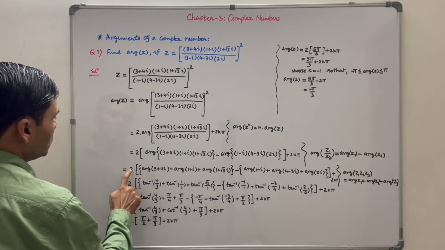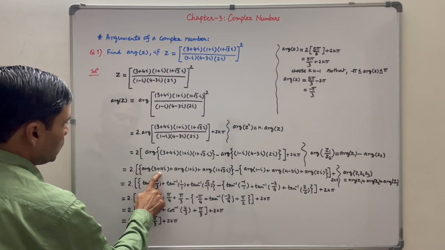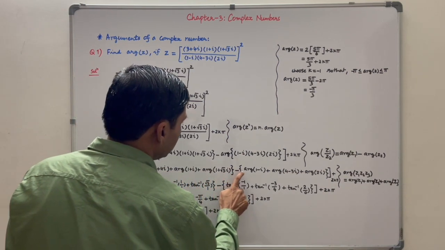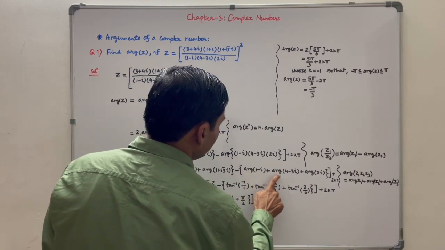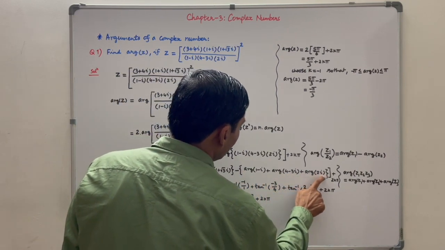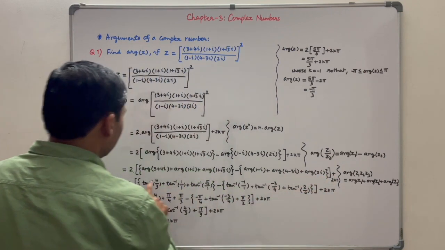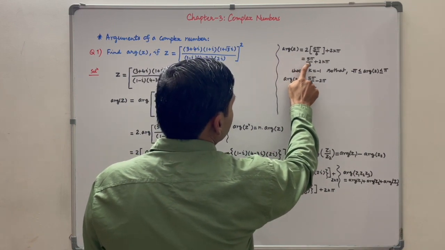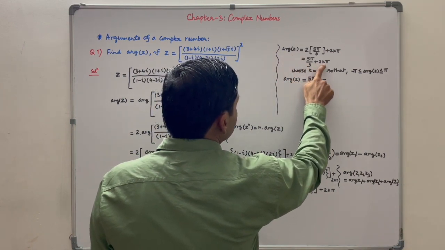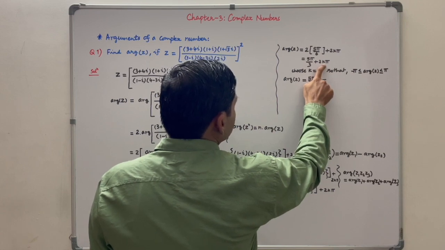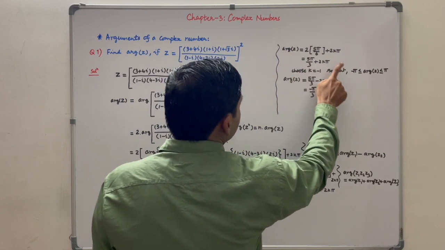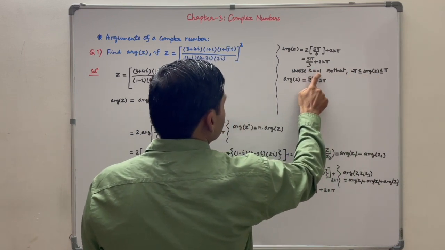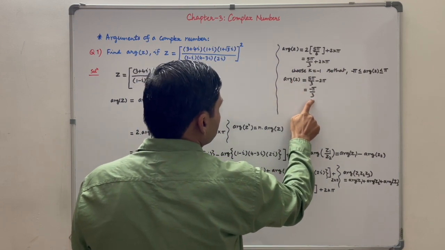So we can write this as 2 into argument of 3 plus 4i plus argument of 1 plus i plus argument of 1 plus root 3i minus argument of 1 minus i plus argument of 4 minus 3i plus argument of 2i plus 2k pi. Now this can be simplified as argument of Z is equal to 5 pi by 3 plus 2k pi. Here k is integer. Now we have to put the value of k such that argument of Z lies between minus pi to plus pi. So we can choose k is equal to minus 1. So argument of Z is equal to minus pi by 3.